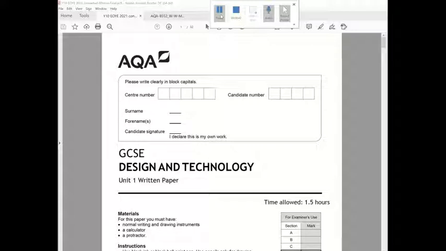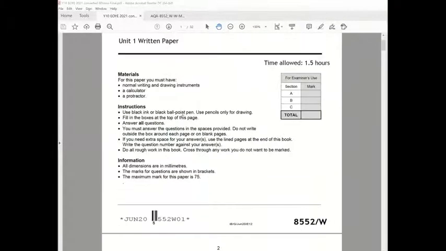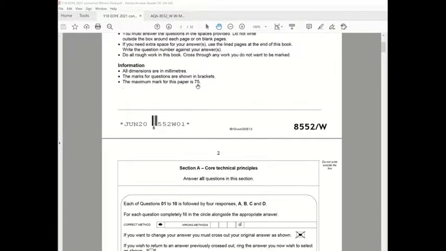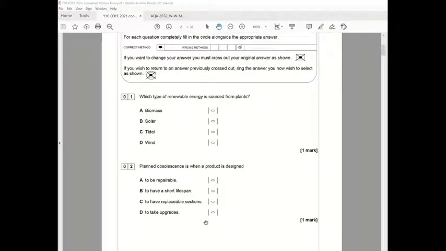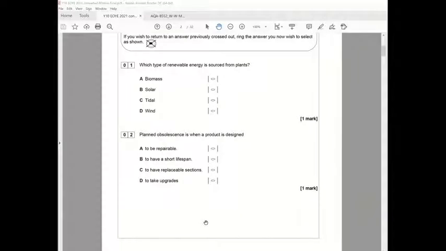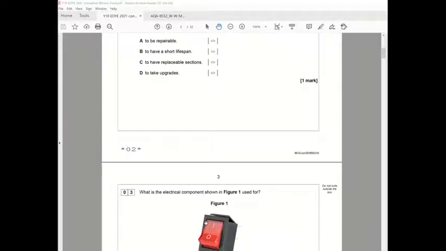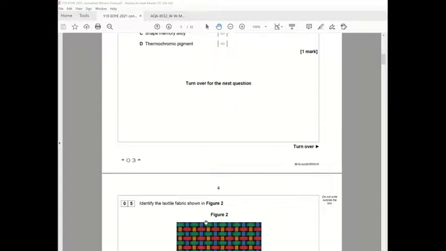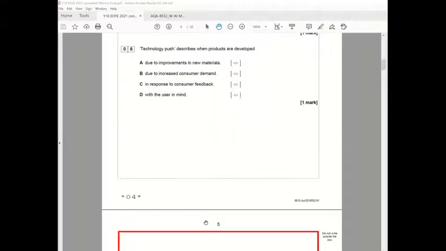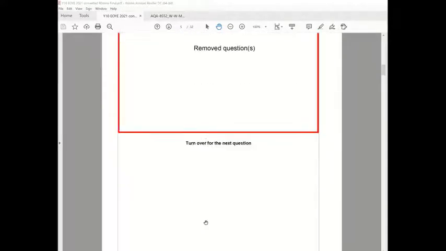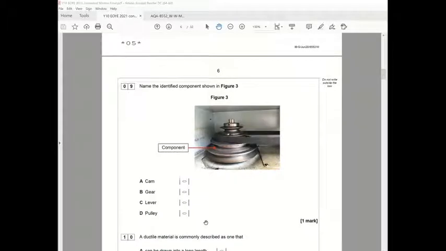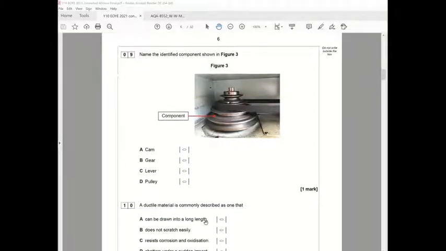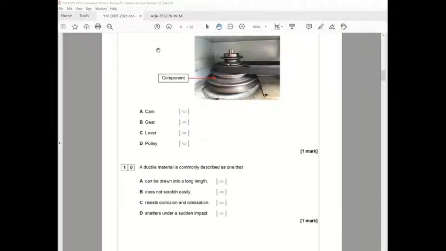Okay, so let's kick off just by having a quick look at the paper. It's out of, I think, 76, not 75 marks. And we start off with 8, I think it is, a couple of blanked out multiple choice questions. As we can see, a couple of them are removed, and then we've got 1, 2, 3, 4, 5, 6. I think 7 and 8 are blanked, and then we've got 9 and 10.